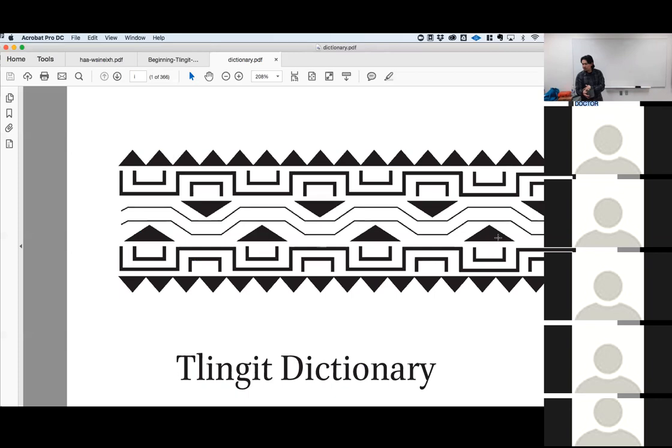So this will be a little bit of a slower pace, but I've also got some ideas we could go through, the beginning Tlingit, and maybe for the last hour do just some immersion. We could revisit some of those slides that we were looking at about the verb complex and maybe explain it a little bit more. But it's kind of up to you guys.